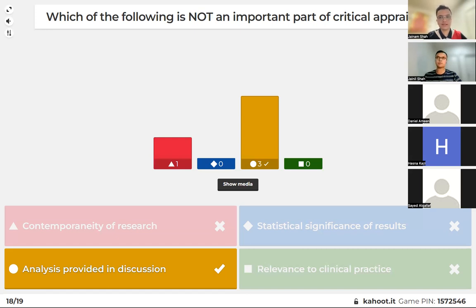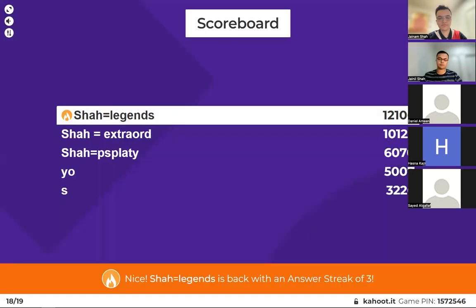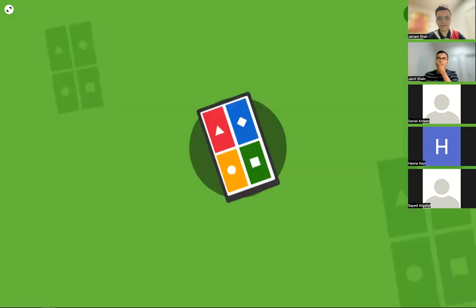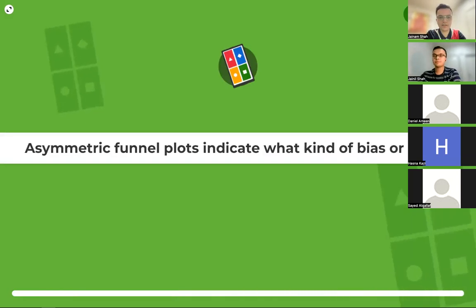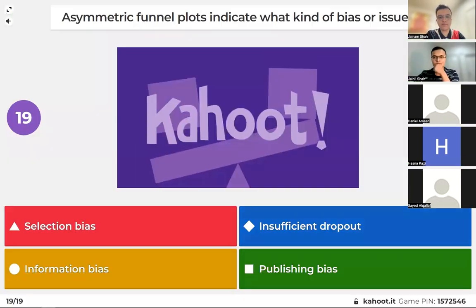Okay. Let's go to the last question, and then we'll open up the floor to questions from you guys. Again, a very important concept, asymmetric funnel plots. What kind of bias is that?